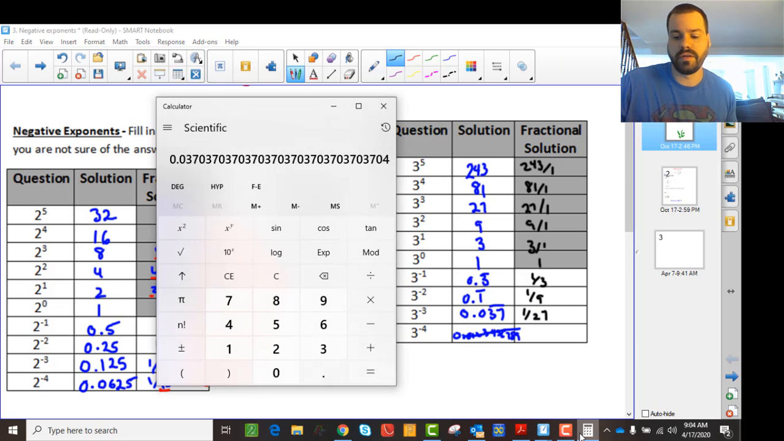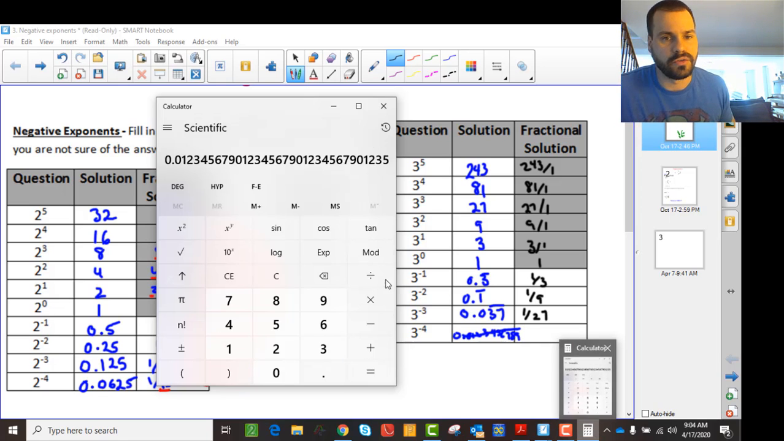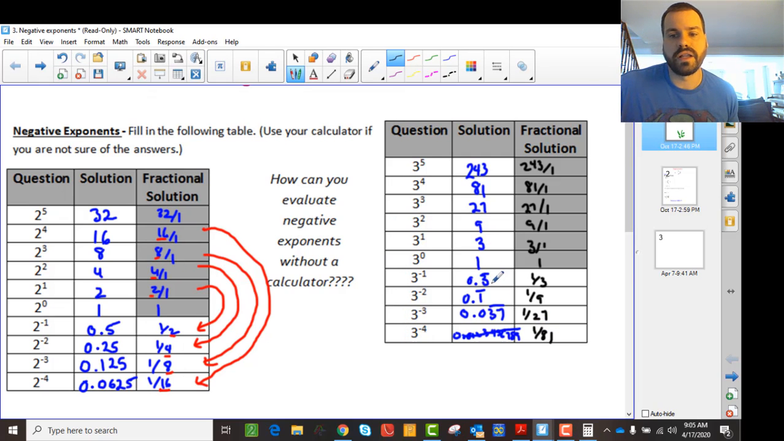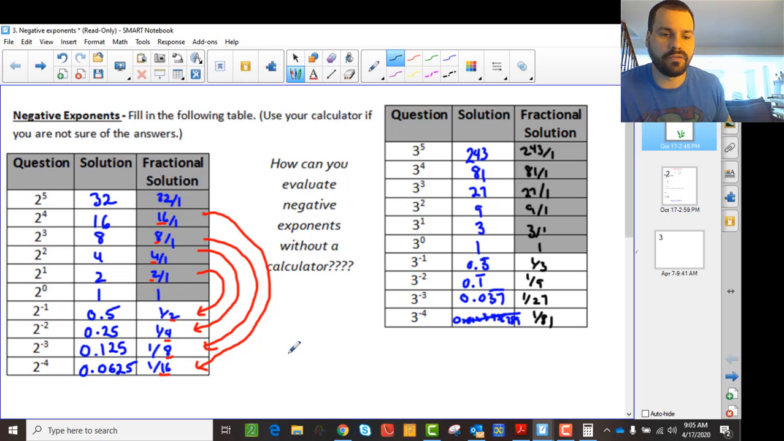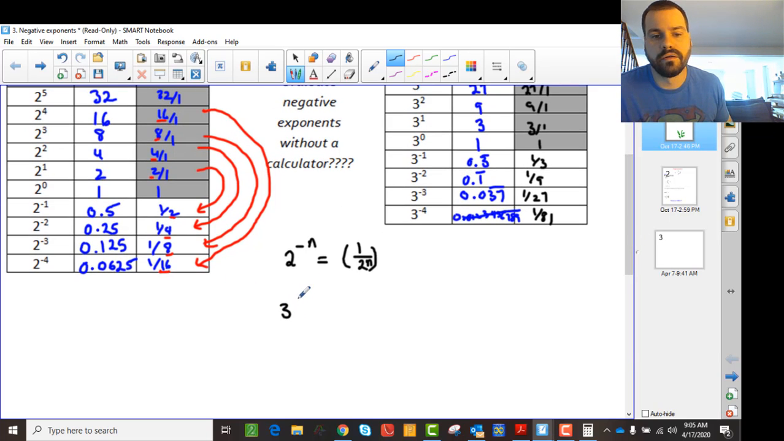And then again, we can type in 1 over 81 and see if it's that 0.0123456790 repeating. So it is that. It's 1 over 81. So what that should allow us to do is come up with a sort of conclusion, that 2 to the negative power, and let's say it's just negative n, some number, should be 1 over 2 to the n. Or with 3, 3 to the negative n, we would say is 1 over 3 to the n.